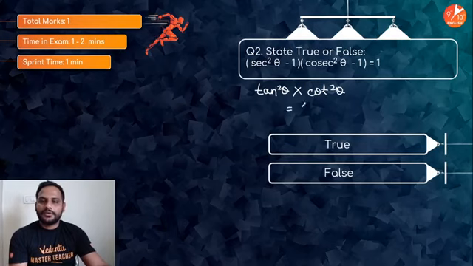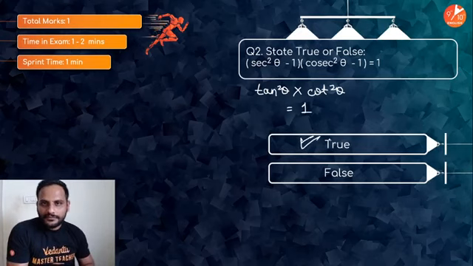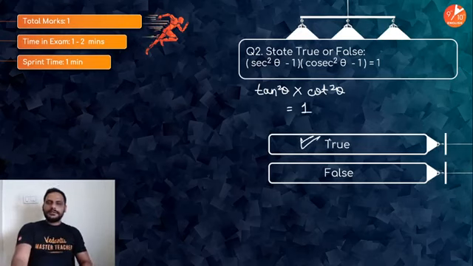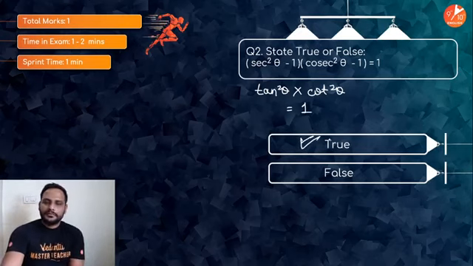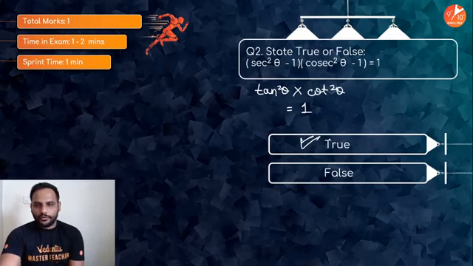And tan square theta into cot square theta, reciprocal of each other. 1. Done. True. What else? Simple. Yeah, tan and cot are reciprocal of each other. Multiplication of them will be equal to 1. Simple. So the answer is true, sir.